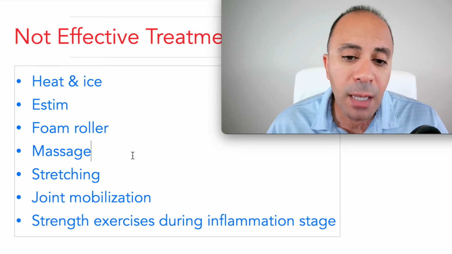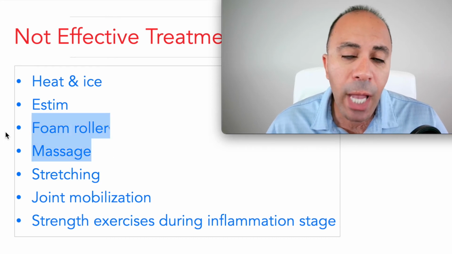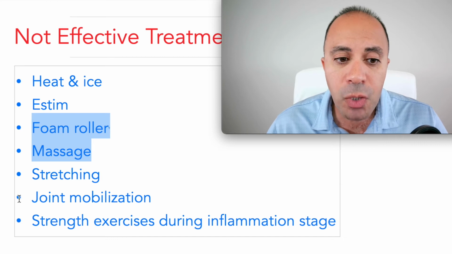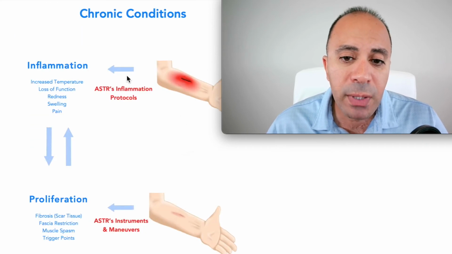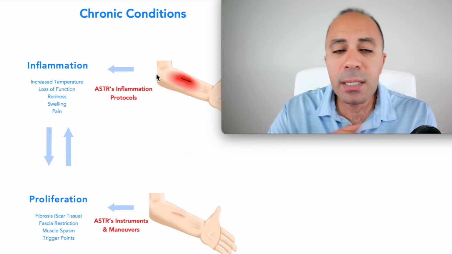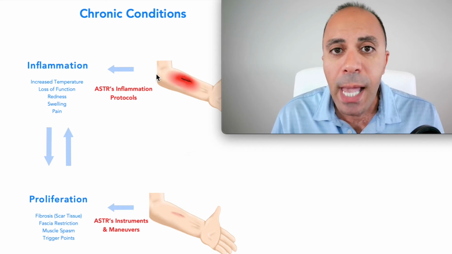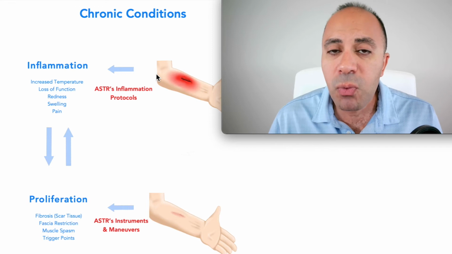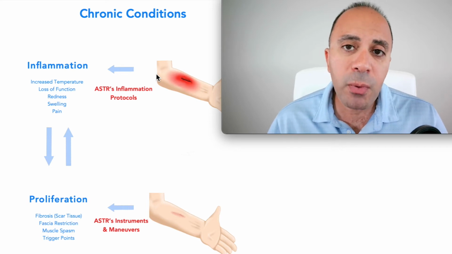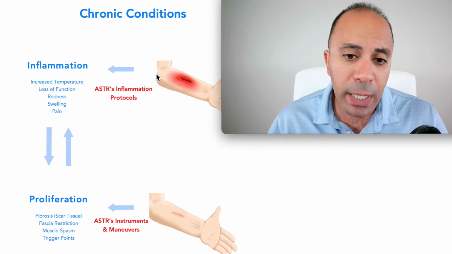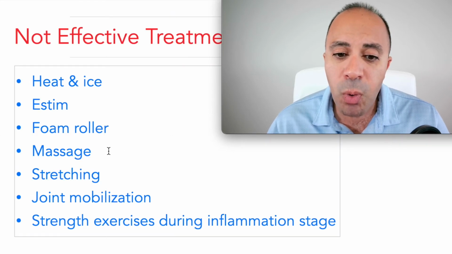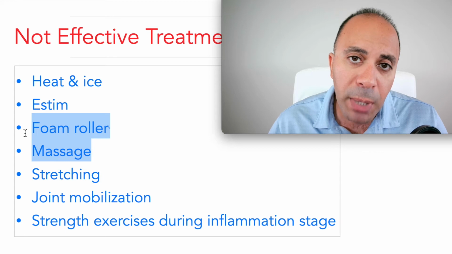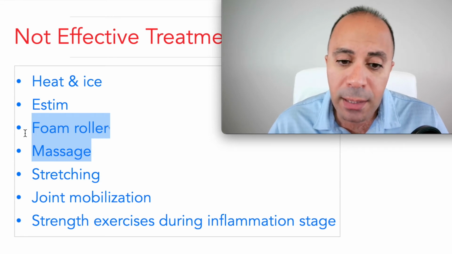The other thing that's commonly used is massage and foam roller. Think about it this way: if you have inflamed tissue and you keep rubbing it, that will inflame it more. When I go over the fascia system, it will make a lot of sense why massage and foam roller are not effective. Based on several studies, massage and foam roller provide either temporary pain relief or no pain relief.